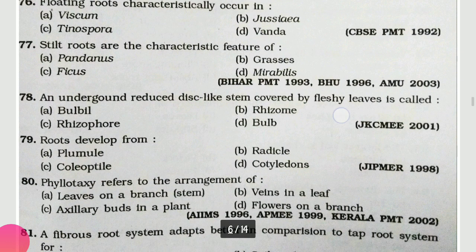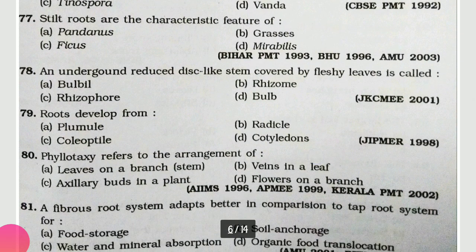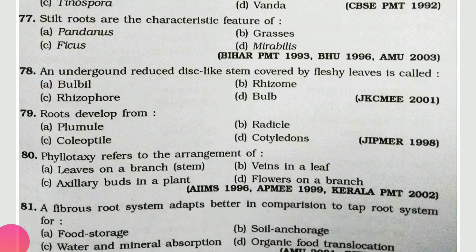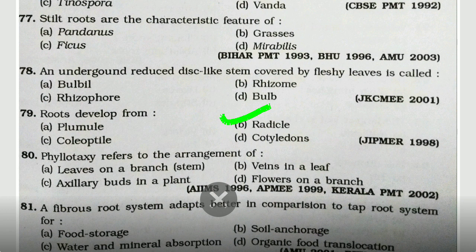Now coming to the next question, an underground reduced disc-like stem covered by fleshy leaves is called. The answer will be here bulb. In onions you have seen, that is a bulb actually. In them there is a disc-like stem with fleshy leaves. Now roots develop from, you all know, roots develop from radicle. Phyllotaxy refers to the arrangement of, that is very easy, leaves on the branch.